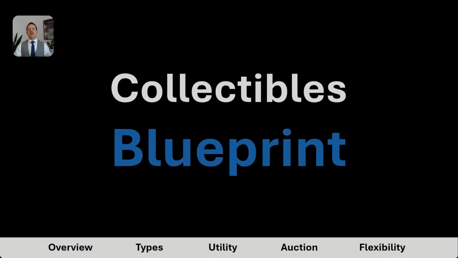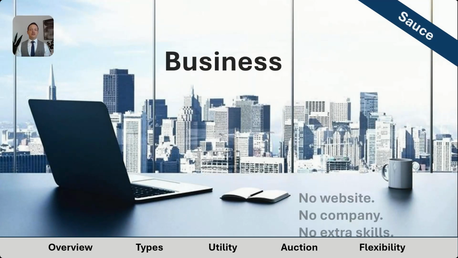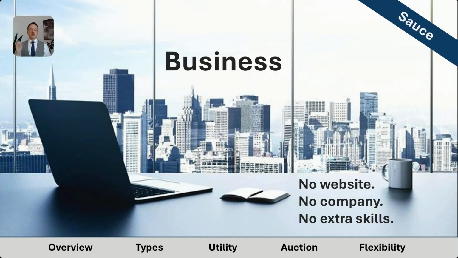In this video, I want to break down the entire collectibles blueprint. We start first with the overview, then the different collectible types, afterwards the utility, then the auction sale, and in the end, the whole flexibility for you. But in order to give you the source up front, treat this as a business, and at the end of the video, you will understand you don't need a website, you don't need any company, and you don't need any extra skills in order to start. Let's jump right into the overview.